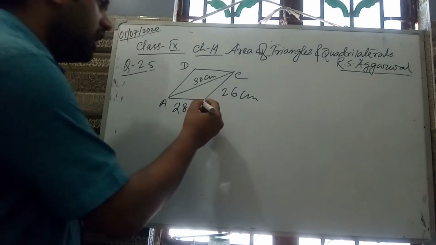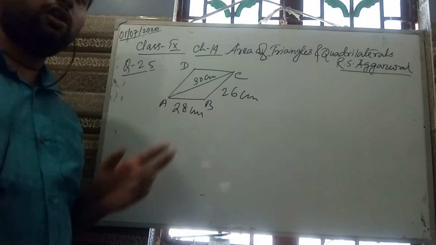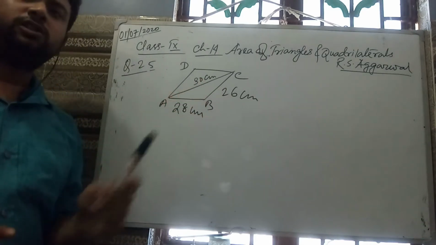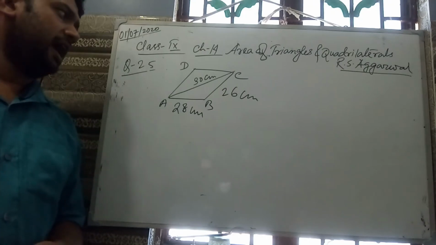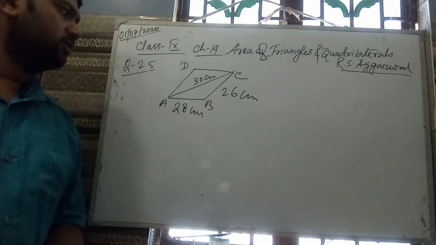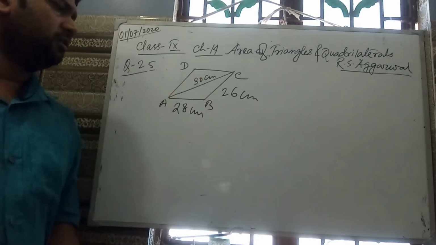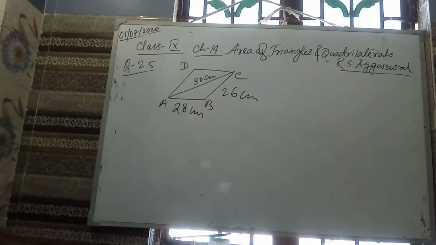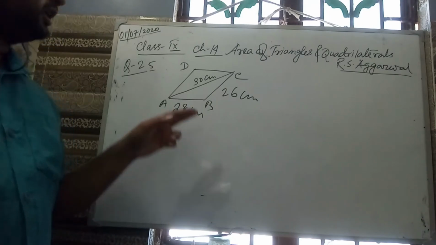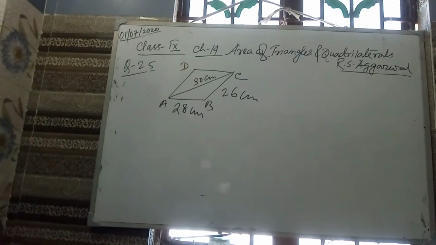Now look, here we will use one thing, that the diagonal of a parallelogram divides it into two triangles of equal area. Here we will use the theorem, the statement of the theorem. There is a theorem that any diagonal of a parallelogram divides it into two triangles of equal area.